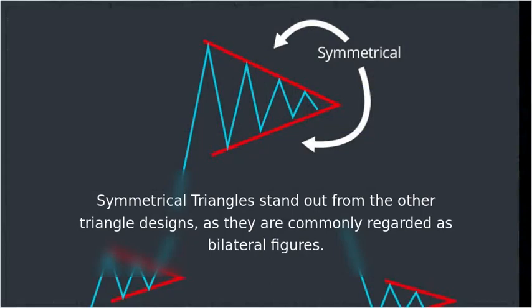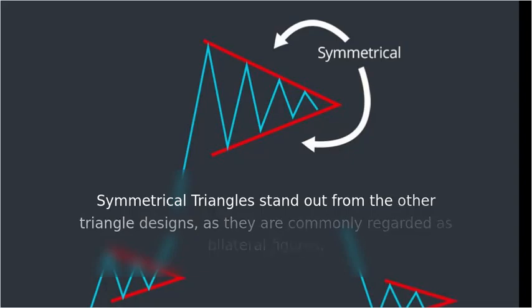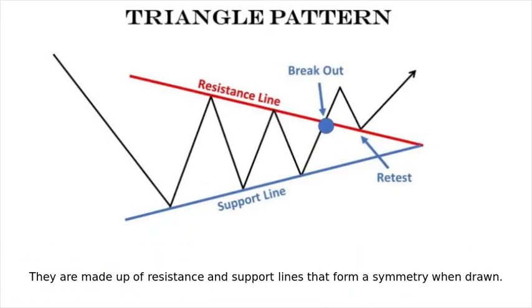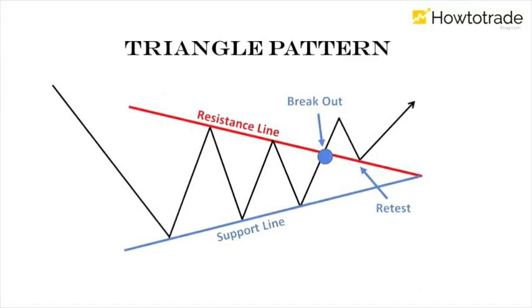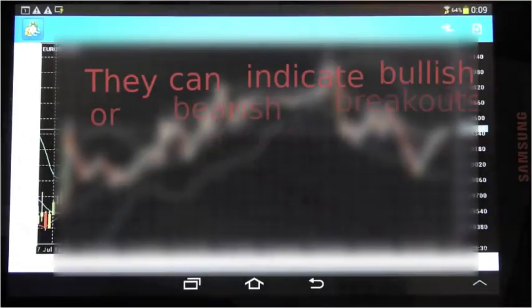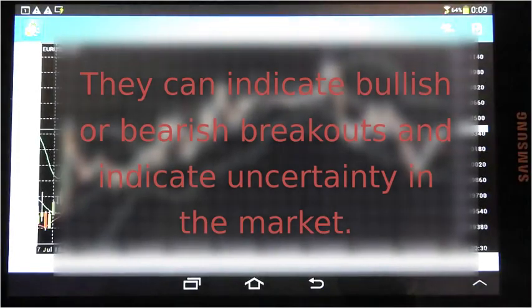Symmetrical triangles stand out from the other triangle designs, as they are commonly regarded as bilateral figures. They are made up of resistance and support lines that form a symmetry when drawn. They can indicate bullish or bearish breakouts and indicate uncertainty in the market.